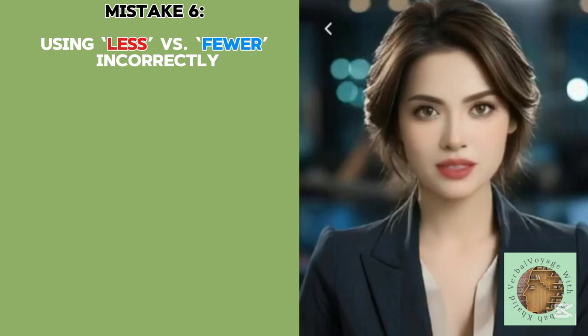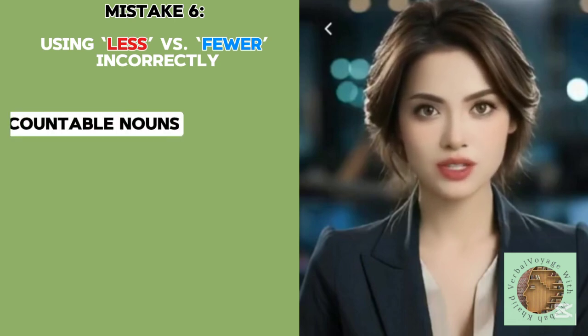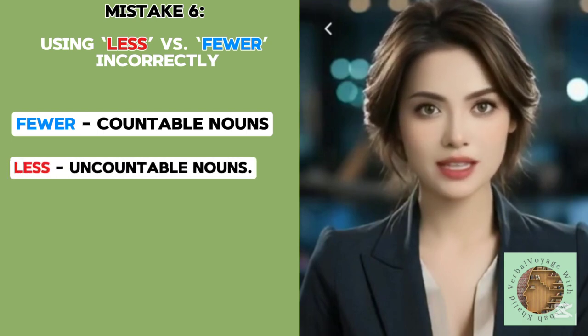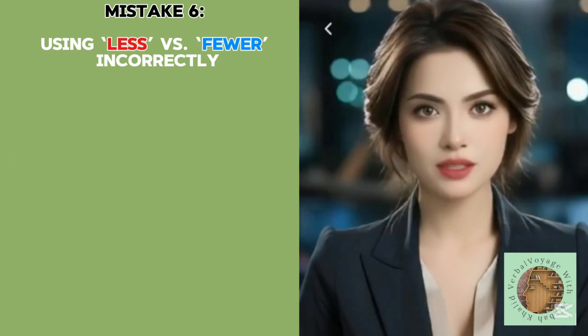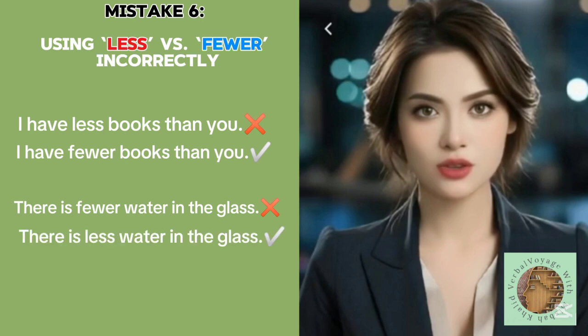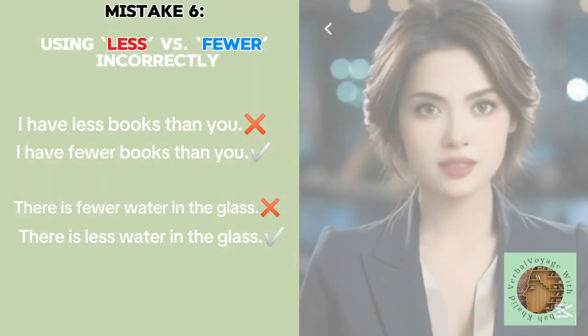Both words mean not as much, but they are used differently. Fewer is used for countable nouns, while less is used with uncountable nouns. For example, this is incorrect, this is correct. This is incorrect, this is correct. Tip to remember. Ask yourself, can I count it? If yes, use fewer. If not, use less.